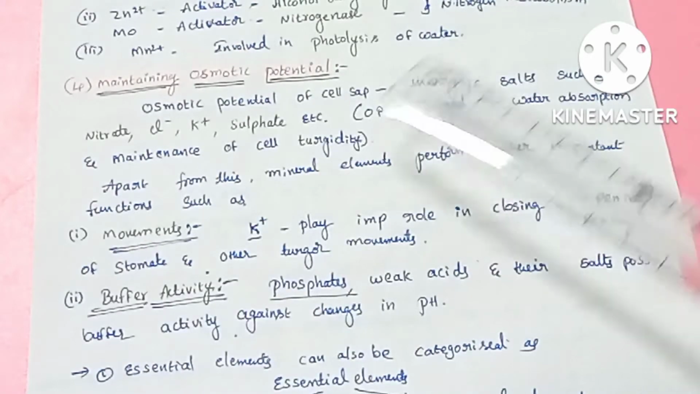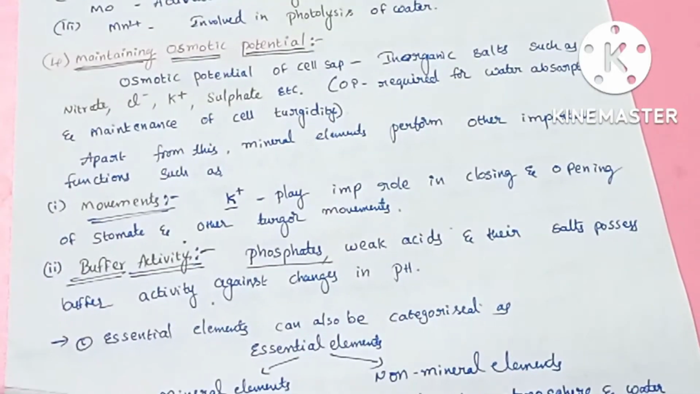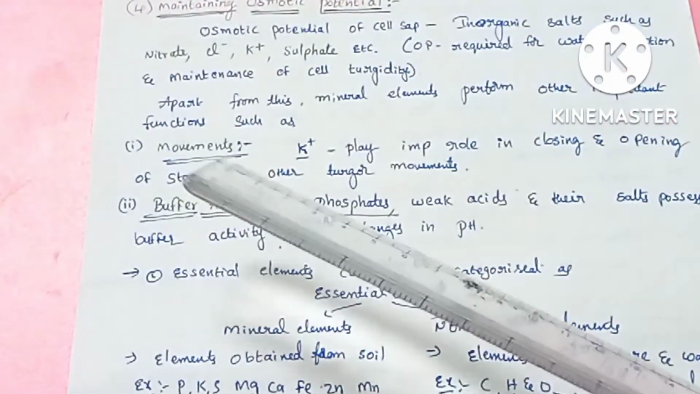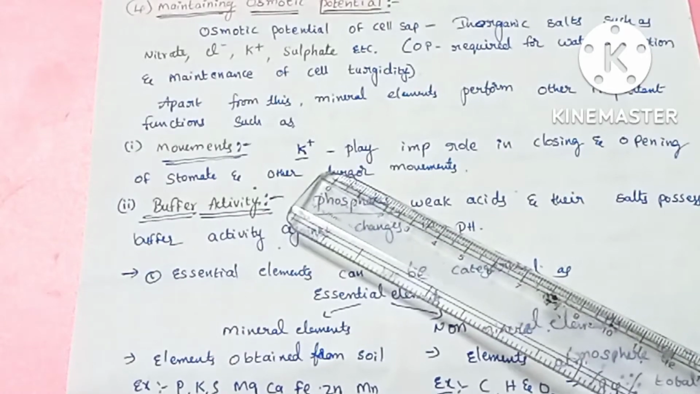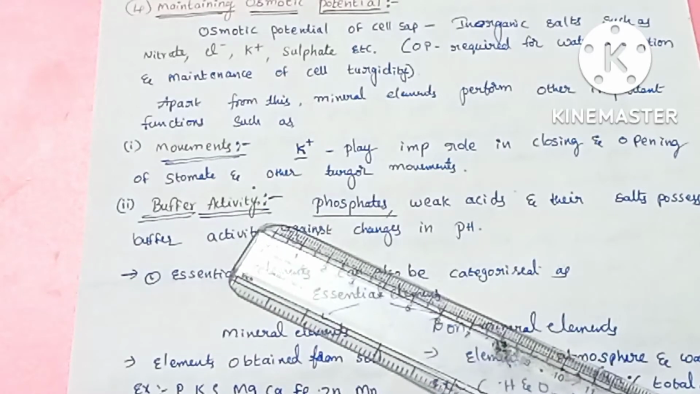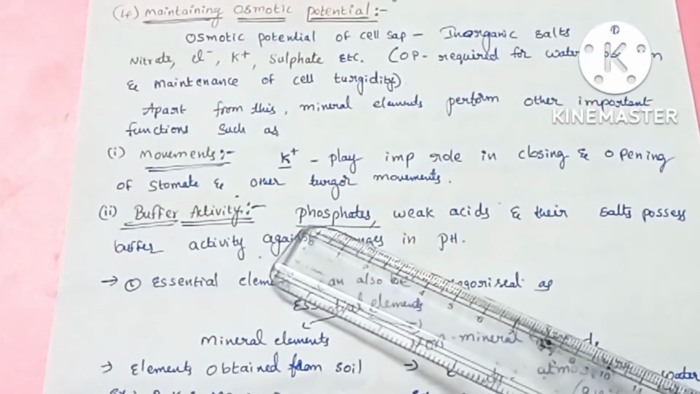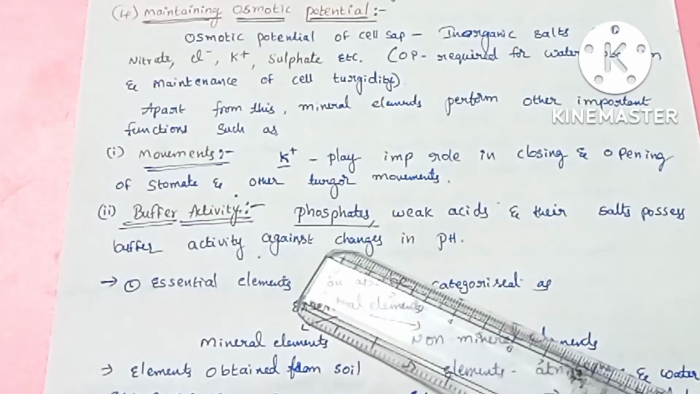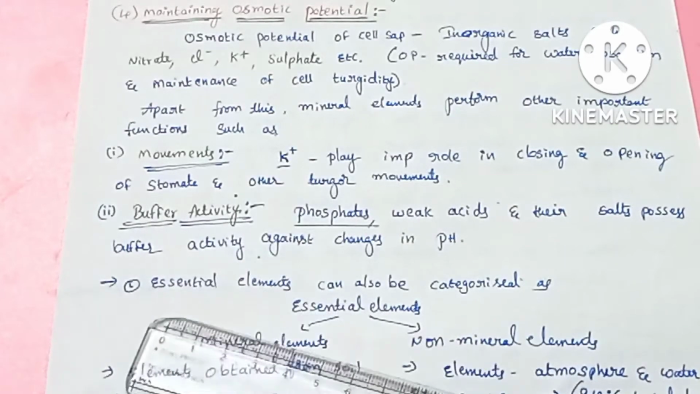So apart from this, there are some other mineral elements. They perform some other functions, like the first one is movement. Potassium ions play a major role in the closing and opening of stomata, right? Here potassium ions play an important role in the closing and opening of the stomata and other turgor movements also. And next one is buffer activity.